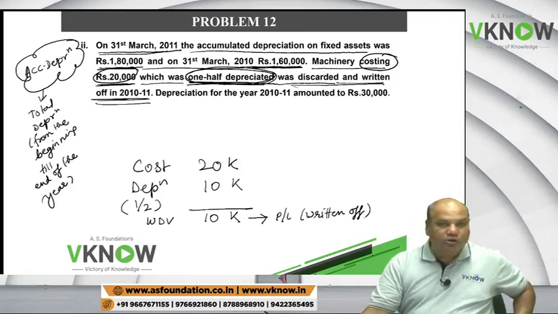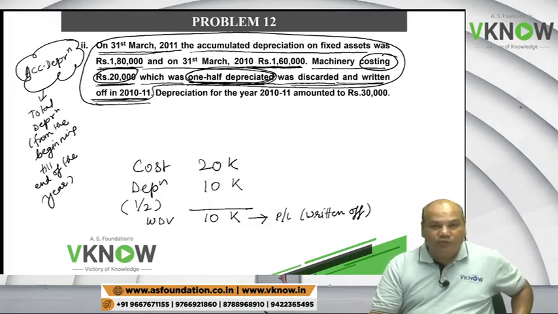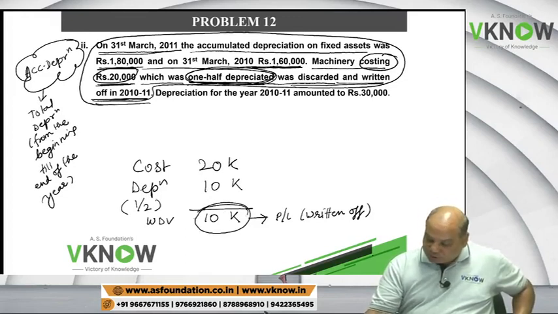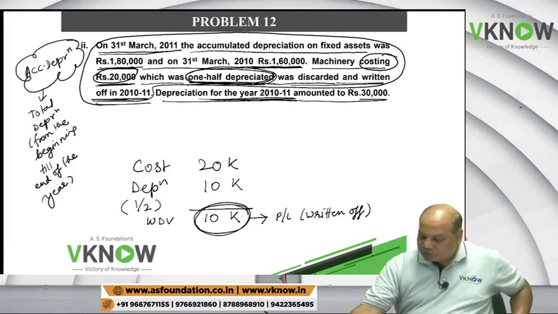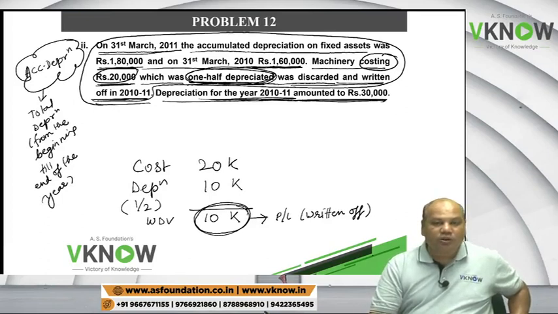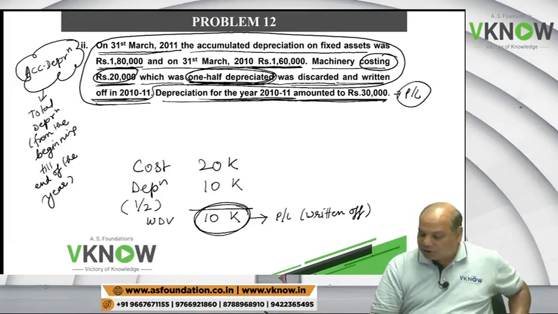This we had done in question number 10 also. So, unnecessarily so much information they have given, and the only benefit of this is I need to transfer 10,000 rupees from machinery to P&L account because it is discarded and written off. And this year 2010-11, depreciation amounted to rupees 30,000. So this also I will add back in P&L account.